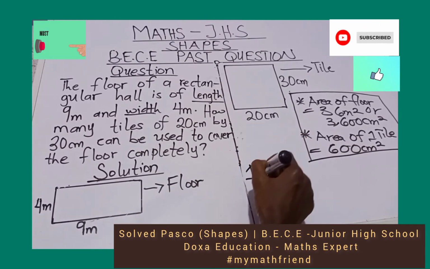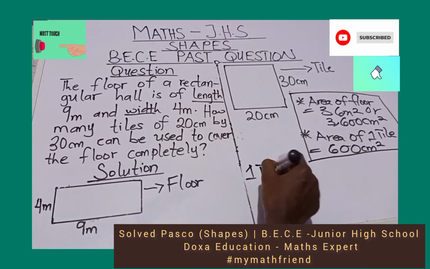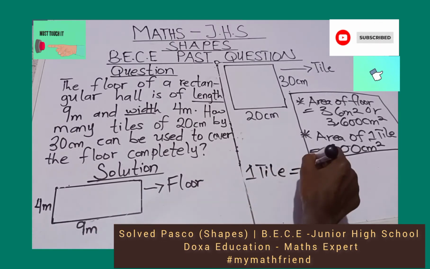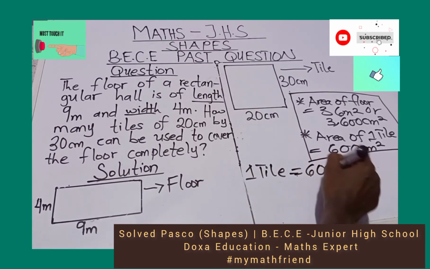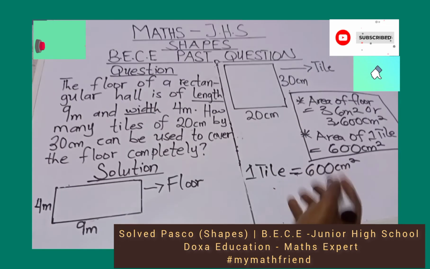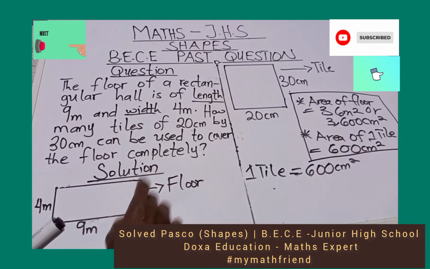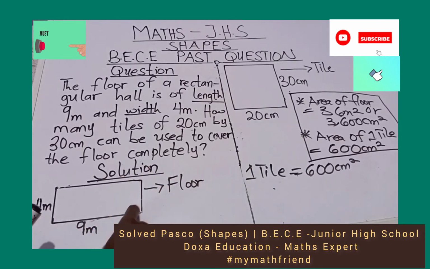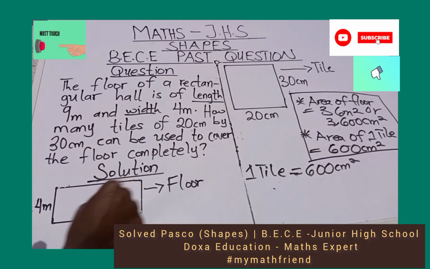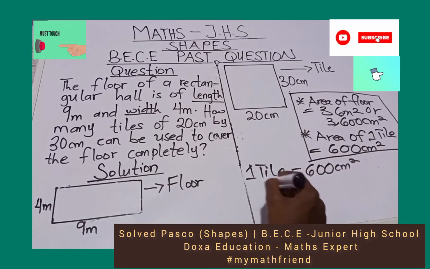So then we write, now that we know the area for one tile, if one tile is equal to 600 centimeters squared, how many of these tiles? A single tile is 600 centimeters. So let's say a single tile fills here. So how many of this 600 centimeters squared tile will fill this rectangular form? So you are using the area.